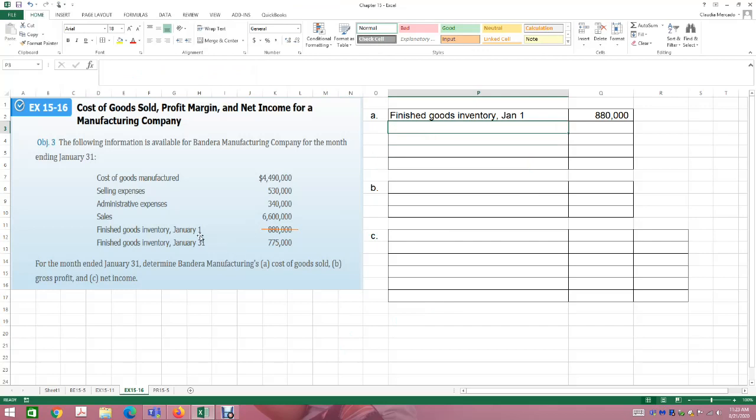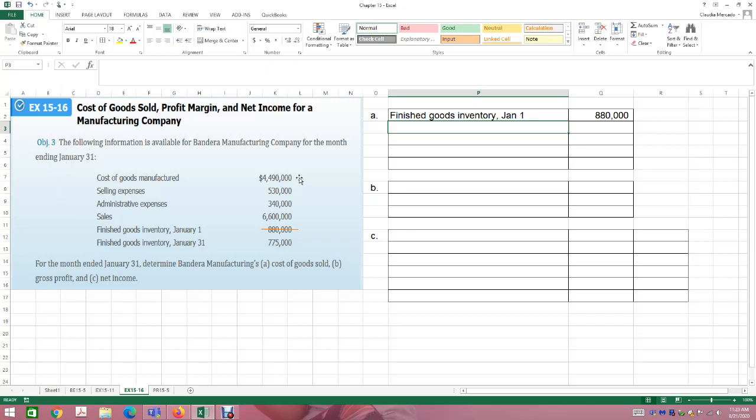Now, that is what you started off with from last period. These are the finished goods from last period that you were not able to sell. They've been completed, they're sitting in your warehouse, they're available to be sold. Now, during this specific month, you spend $4,490,000 manufacturing more product. This is your cost of goods manufactured for the month of January.